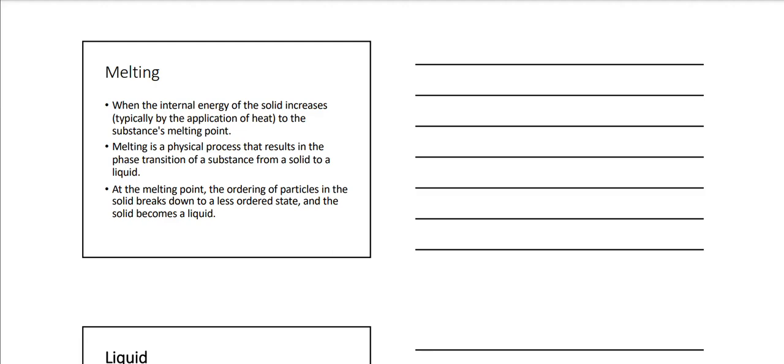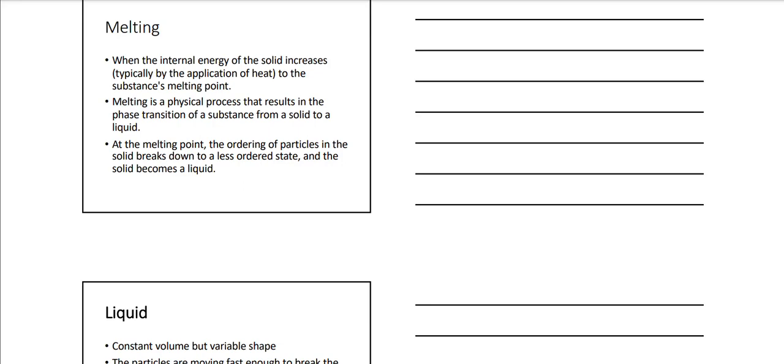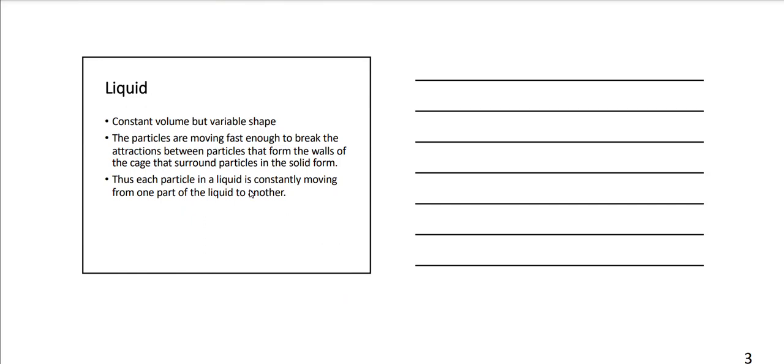It has transformed from being a solid, where particles are close to each other, to a liquid state, where particles are further apart from each other. That's due to the increase of internal energy of these particles. Once the internal energy is increased, the bonds and the cage between these particles start to break off, and that's where the change in matter takes place. At the melting point, the ordering of the particles in the solid breaks down to a less ordered state. What that means is that there is no structure anymore. It has been replaced with more freedom and more movement. So that takes us into the liquid state.